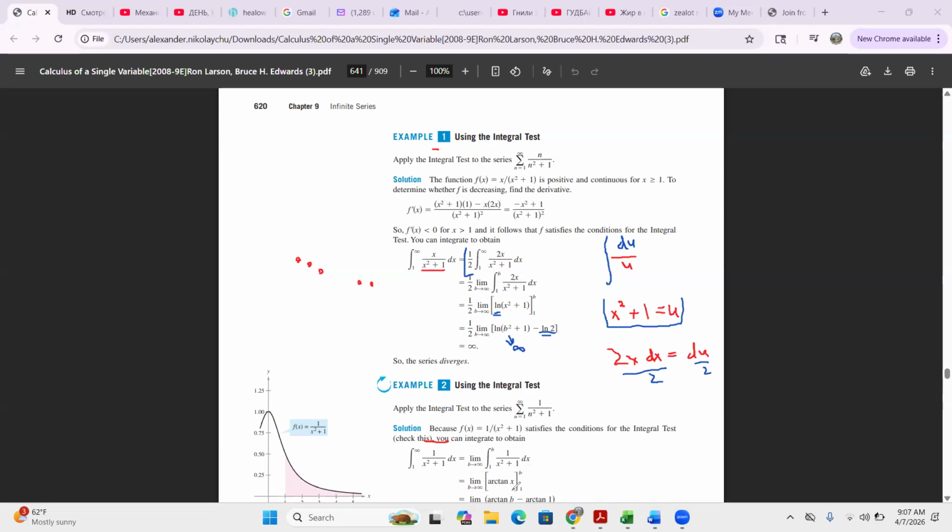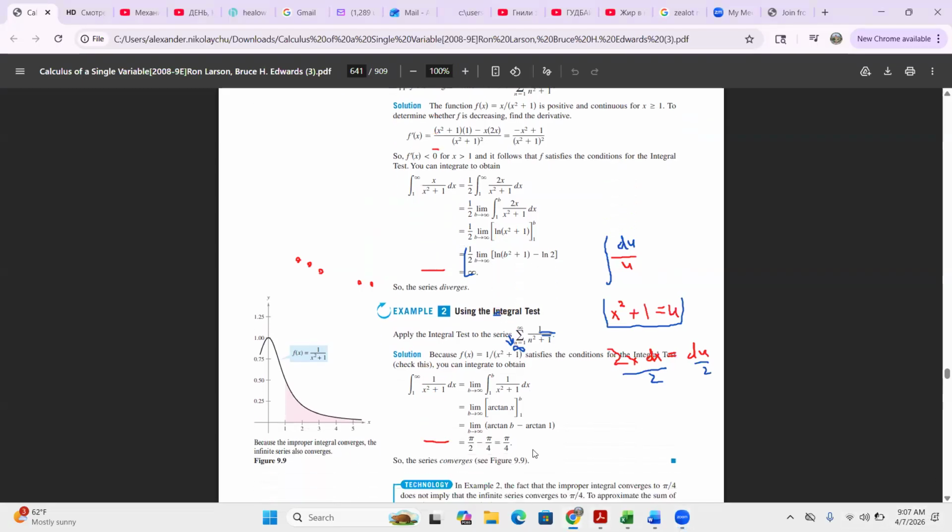And you get arctangent b minus arctangent 1, and it turns out arctangent b goes to pi over 2, so it'd be pi over 2 minus arctangent 1, which is pi over 4. But it does not mean that the sum of this series is actually pi over 4. What it means only is that the series converges. So whether the series, the sum of infinitely many terms, is convergent or finite, or not finite or divergent, we'll be able to see using the integral.